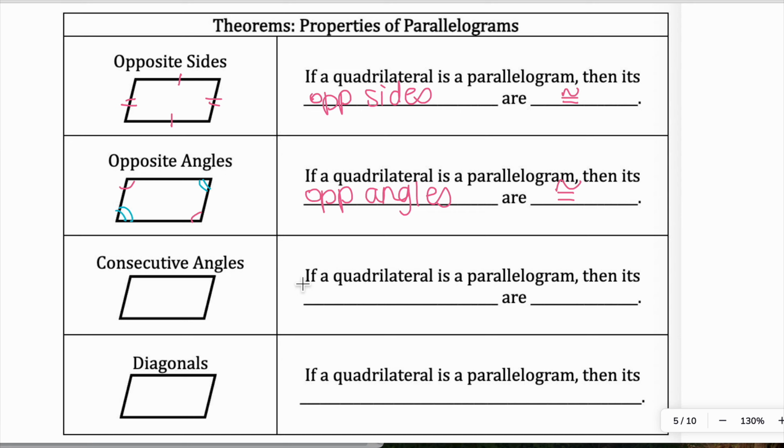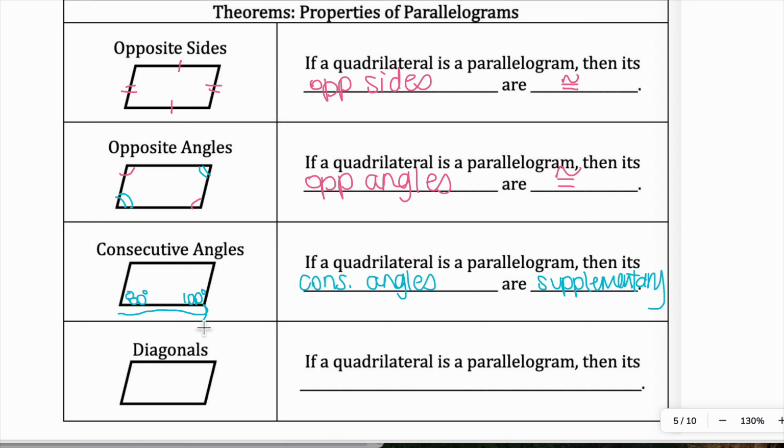Consecutive angles: if a quadrilateral is a parallelogram, then its consecutive angles are supplementary. Consecutive angles just means one right after the other. So that means this one could be 80 and then this one could be 100. Remember we talked about walking the perimeter of a rectangle or a quadrilateral. It means one right after the other.